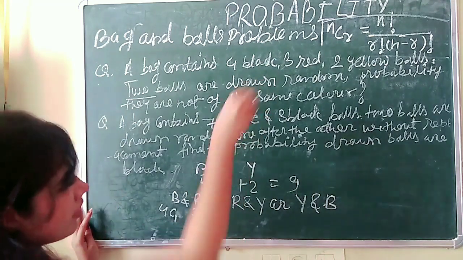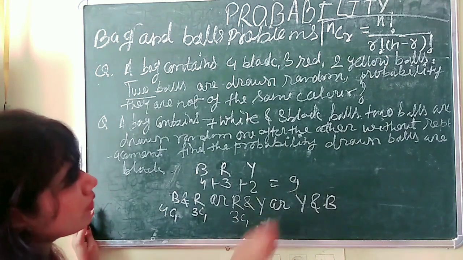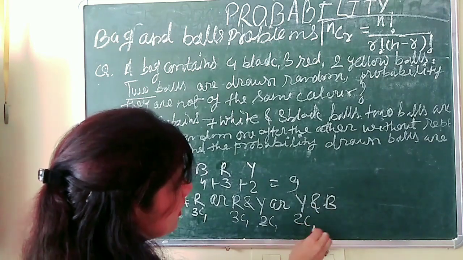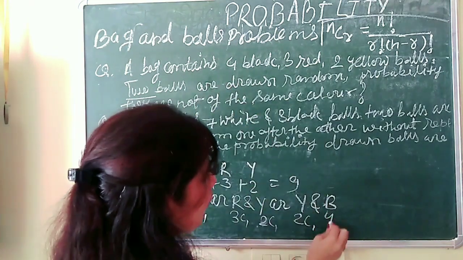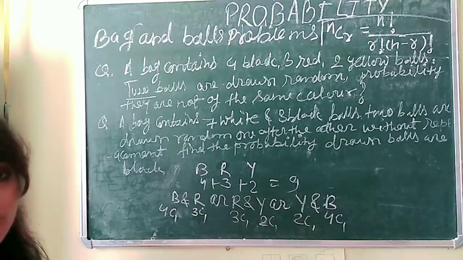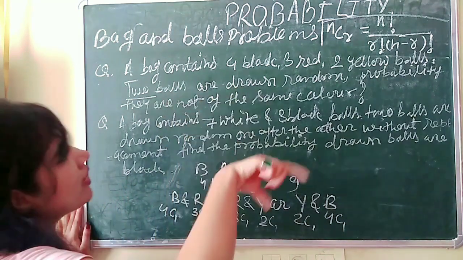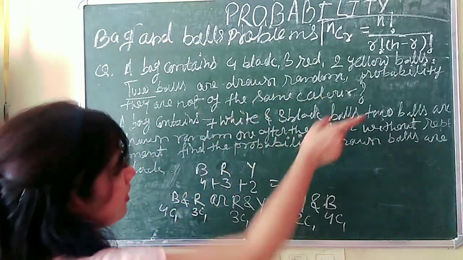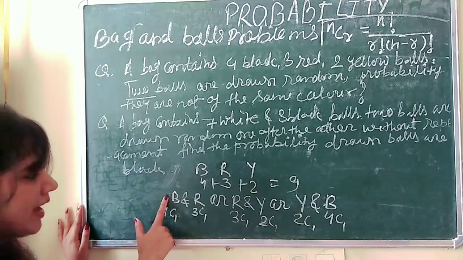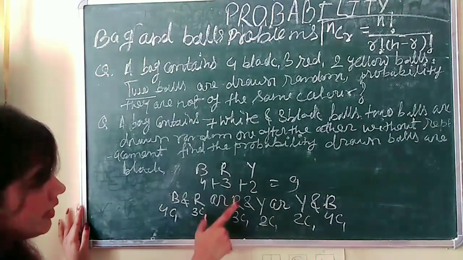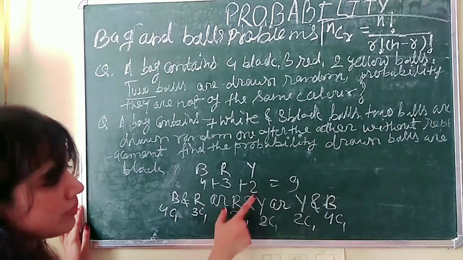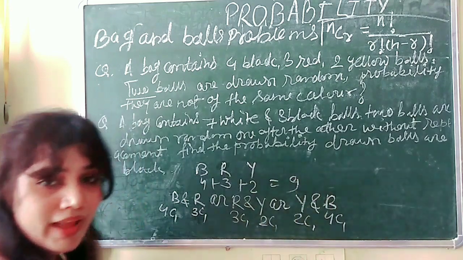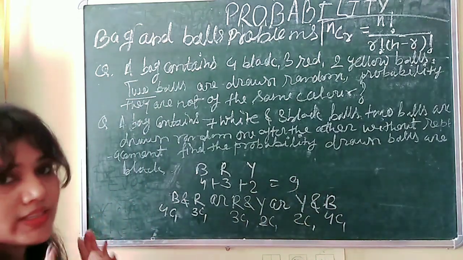Here the combination for red is 3C1, for yellow 2C1, again for yellow 2C1, and for black it is 4C1. Because 2 balls are drawn randomly, and we have to find the probability they are not the same color. So one should be black, the other should be red. Here one should be red, the other yellow, and here one should be yellow, the other black. The balls should not be the same color.